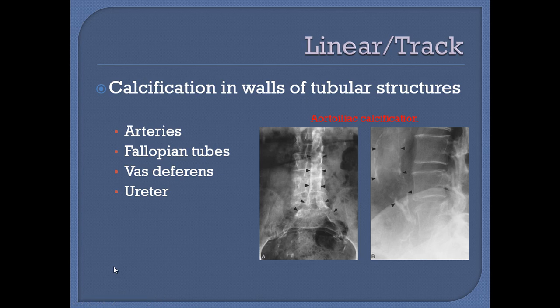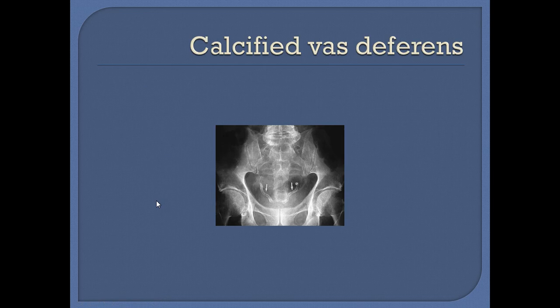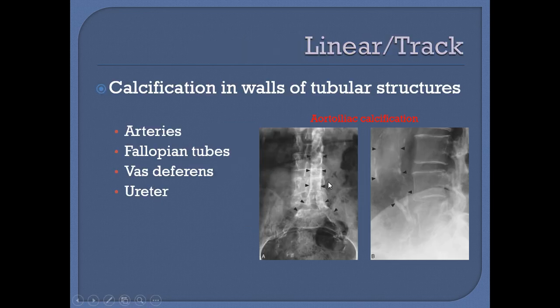Linear or tract calcification is usually seen in the walls of tubular structures like aorta, iliac vessels, IVC, fallopian tubes, vas deferens and ureter. You can see in the previous image I have shown you the calcification of the aorta. This is the lateral view. You can see the vertebra, and in front there is the aorta. You can see the peripheral calcification.